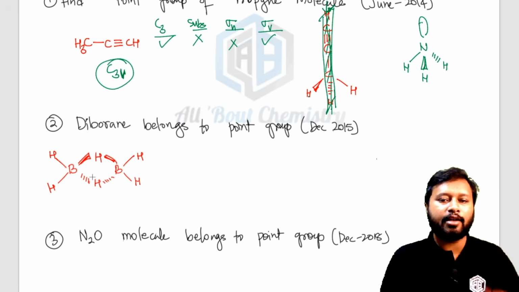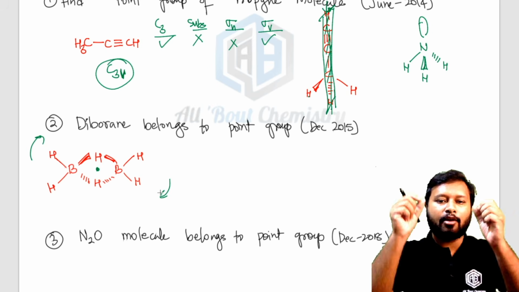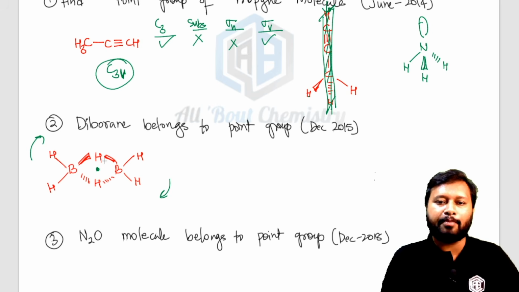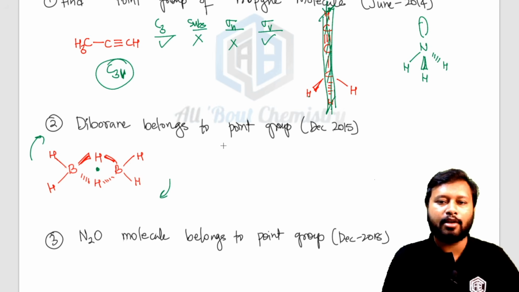In this particular molecule, you will first of all have a principal axis. The principal axis will pass through like this. This will be your principal axis and it will be a C2 axis. Why? Because if you rotate it, both the borons are going to replace their places. This hydrogen will go to this place, diagonally they are going to replace their positions. The above hydrogen will go to the below hydrogen place and the below one will come to the above. So the principal axis is C2.